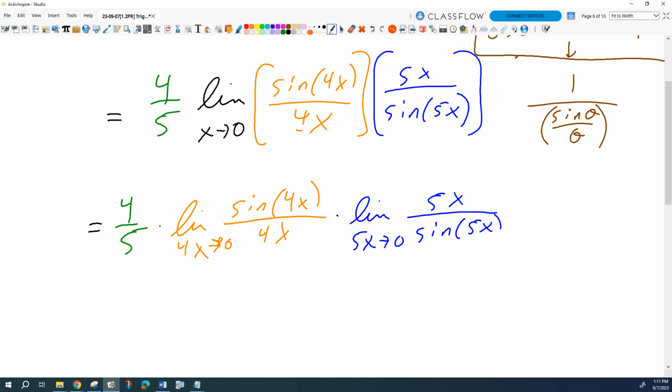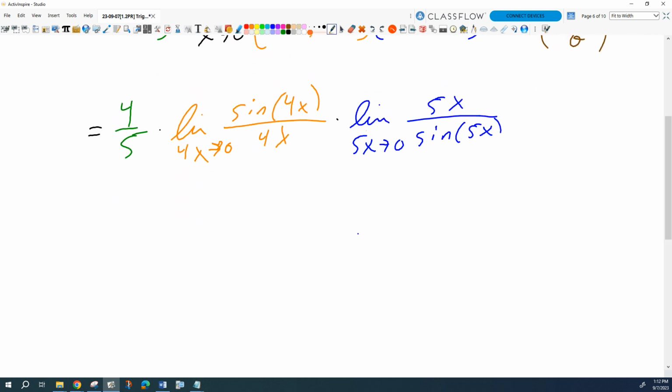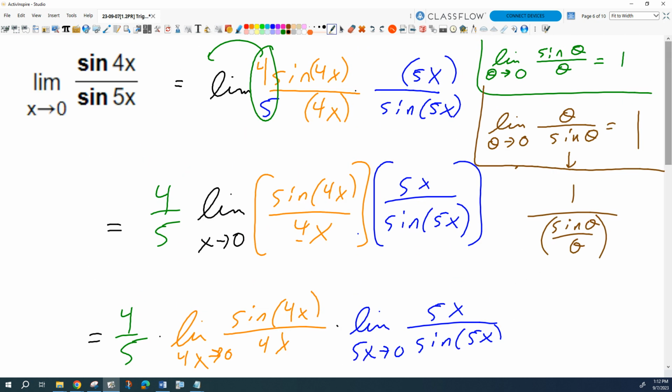That looks pretty good because now, what's all that equal to? 4/5 times, what's the orange limit? 1. What's the blue limit? 1. So the whole thing just equals 4/5. How about that? Make sense? They love that on the AP test. Do a few of those and get familiar with it, and you're just about guaranteed to see at least one of those on the AP test.